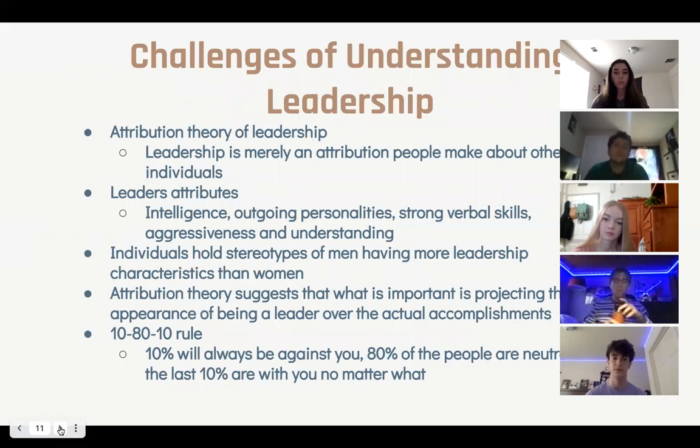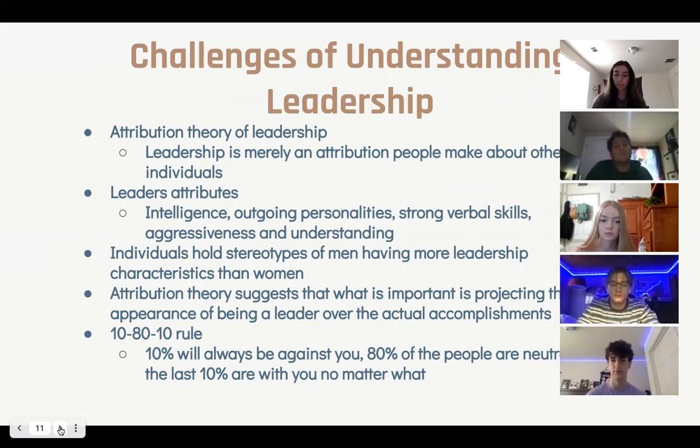Challenges of understanding leadership. The attribution theory of leadership is that leadership is merely an attribution people make about other individuals. Some attributes of leaders are intelligence, outgoing personalities, strong verbal skills, aggressiveness, and understanding. Their aggressiveness is towards trying to get the job done and motivating their employees or the people underneath them to succeed at their challenge and goal.